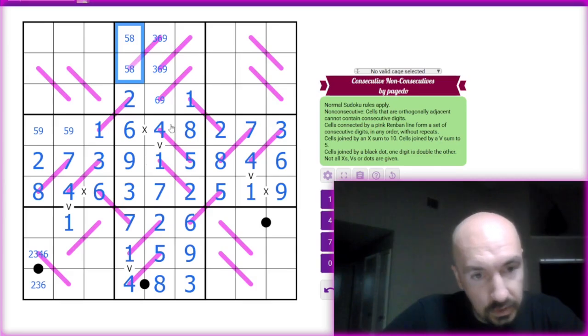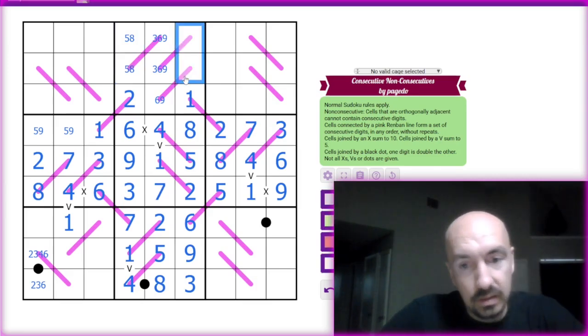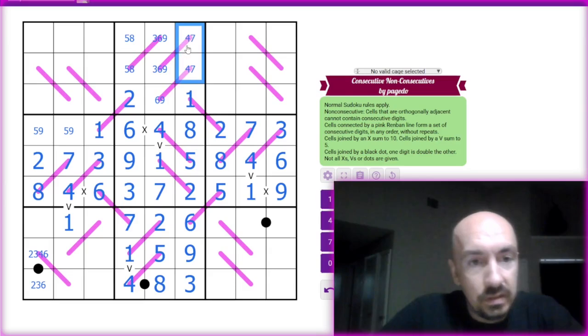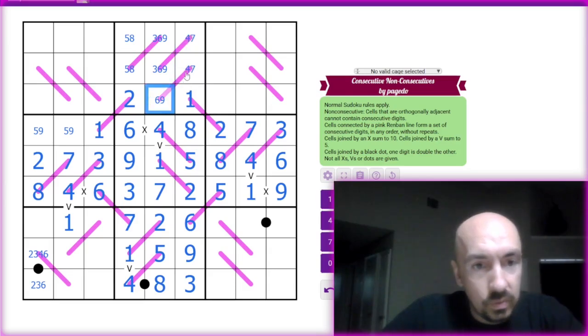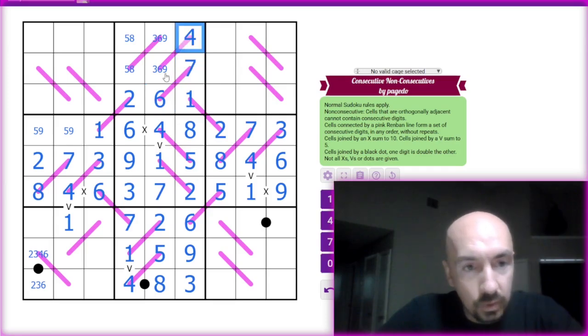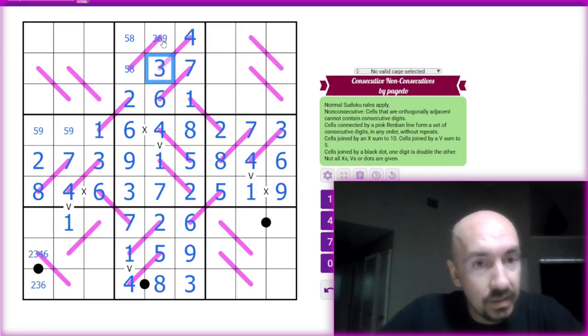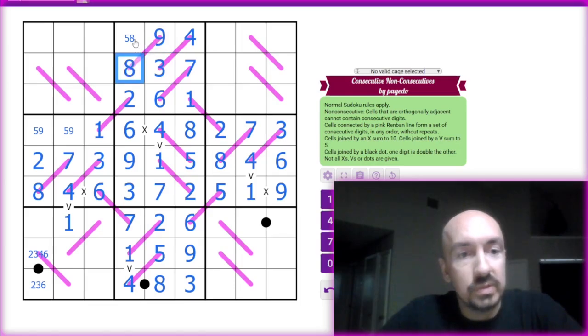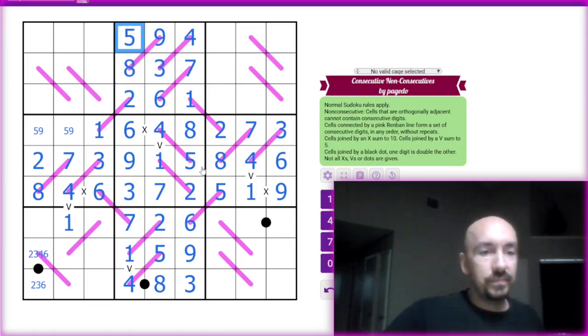1, 2, 3. This is now a 4, 7. 4, 7. And the only way that this would work is if this is a 6 and a 7. So that's going to be a 4. Only way that works is a 3. This is now a 9, which forces that to be an 8. And that's a 5.